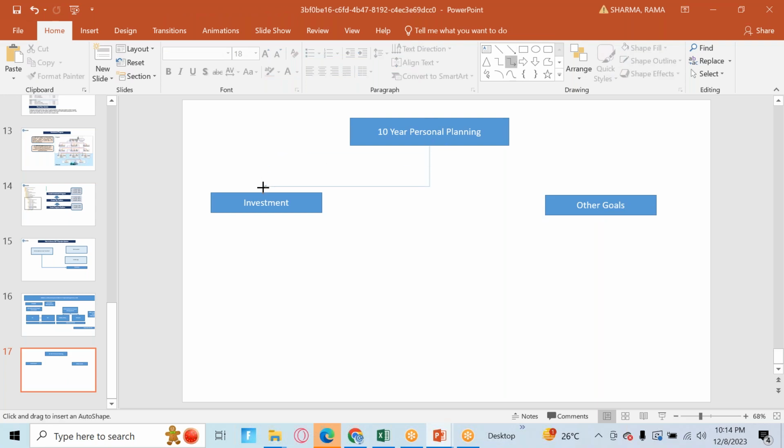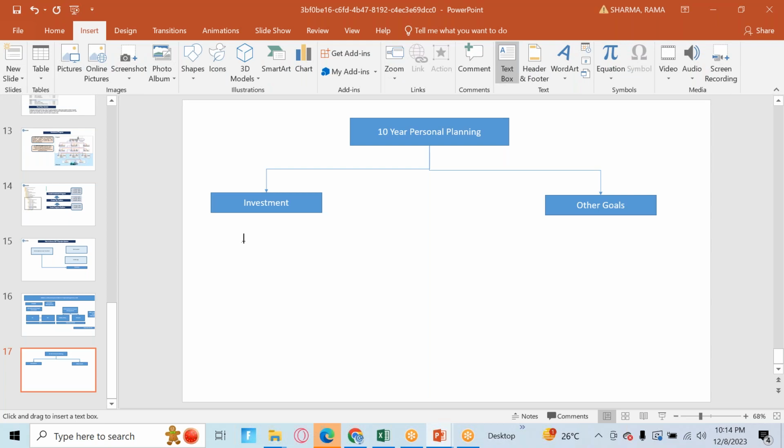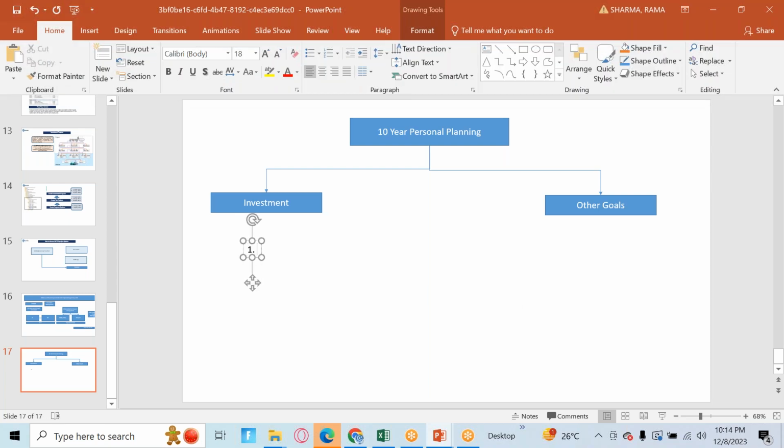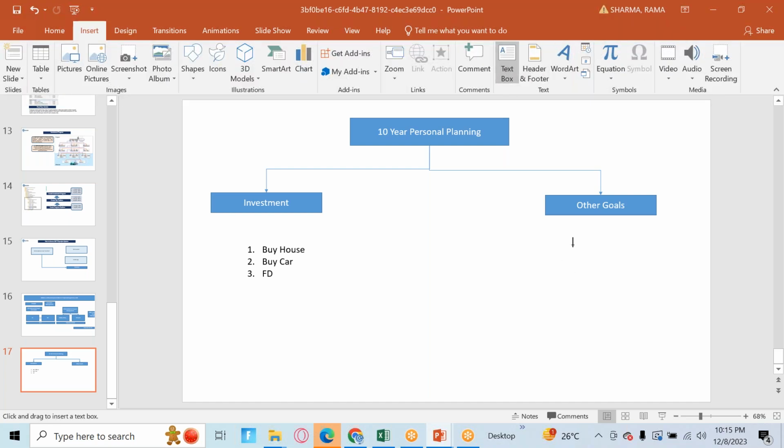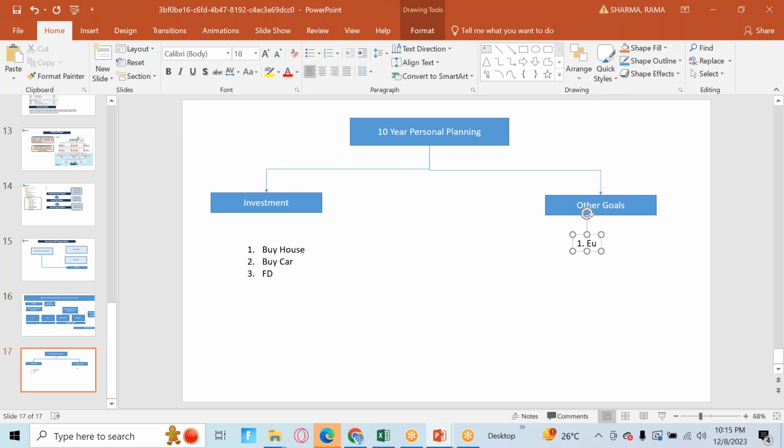So I'm going for 10 years of planning. Here I'll do the investment, and here I'll plan for other goals. I just want to make it simple so that it will be easy to understand the next step. For investment, let's say I will buy a house or construct a house. Next investment, I will buy a car. Next, I'll do some FD. Then in other goals, let's say you are planning to go on a Europe tour. Let's say go for marriage first and the Europe tour. Just keep it simple.